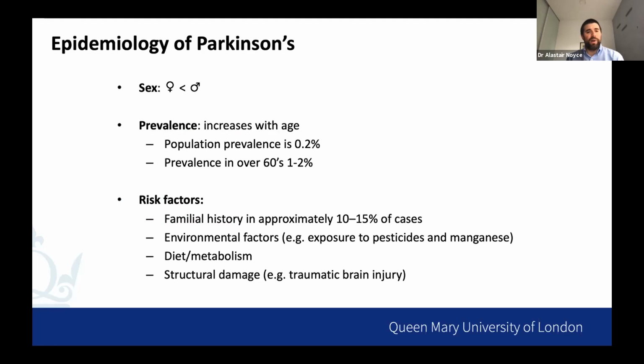What are the risk factors for Parkinson's? Well, we know that a family history, apologies for the typo there, a family history is present in approximately 10-15% of cases. That environmental factors may be important. I'm going to talk about pesticides and metals. That diet and metabolism may be important, and that certain traumatic events through life can predispose to Parkinson's.